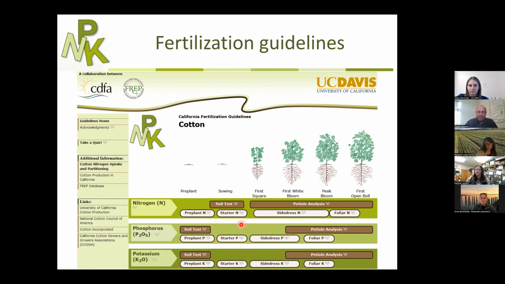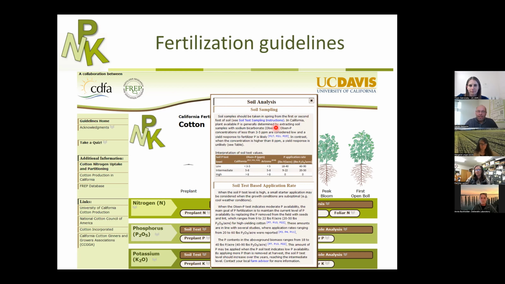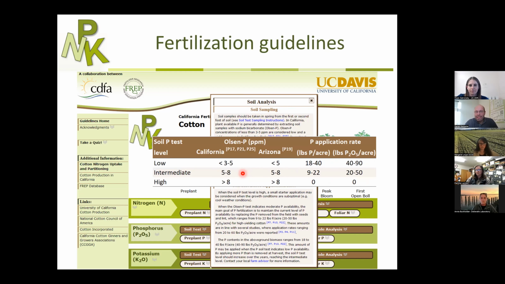fertilizer applications. So for example, when you go to phosphorus and soil test, you get a brief summary of how to take soil samples and how to turn a lab result into a fertilization application rate. And when you make the table a bit bigger, you can see that's for Olsen P, for phosphorus. As we have seen in our graph before, an intermediate range would be somewhere between 5 and 8, which means that the phosphorus application is more or less how much the crops will remove in that season.